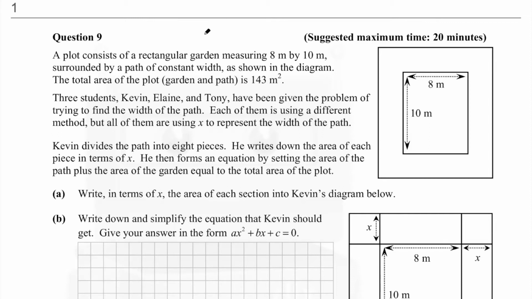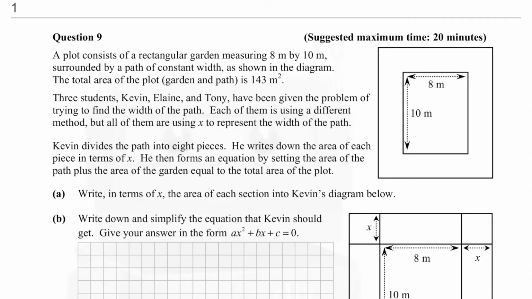So in this scenario, it says a plot consists of a rectangular garden measuring 8 metres by 10 metres, surrounded by a path of constant width as shown in the diagram. The total area of the plot, the garden and path, is 143 metres squared. So the entire thing is 143 metres squared.